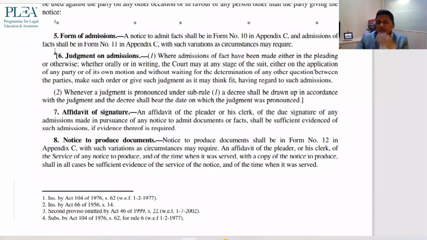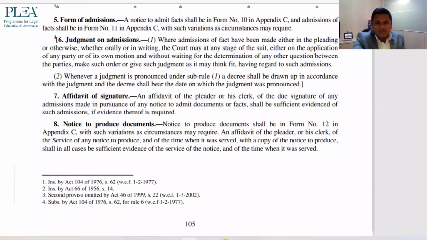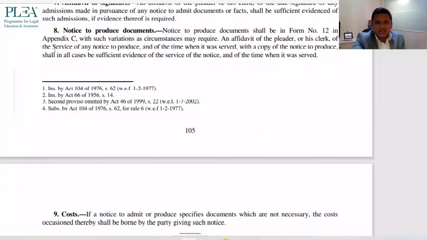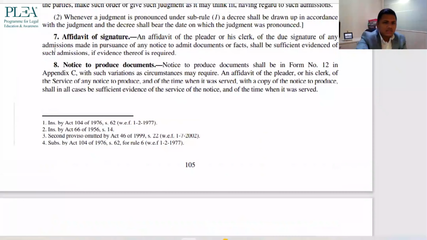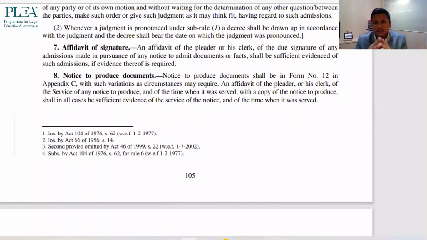So probably there may be a dozen issues before the court. But even if one of the issues is getting settled, one of the issues is getting decreed because of this particular admission, the court has the power to do so. Then comes affidavit of signature, etc. Then there is notice to produce documents. This is something important on the practical arena.